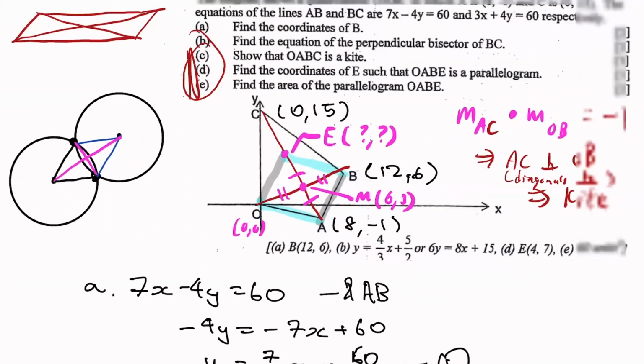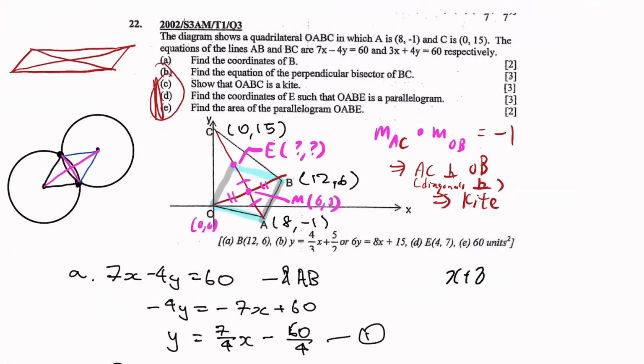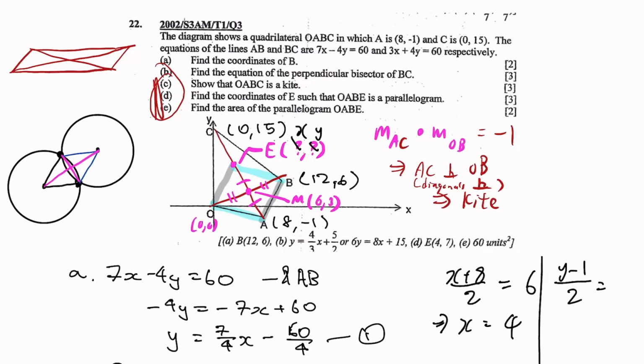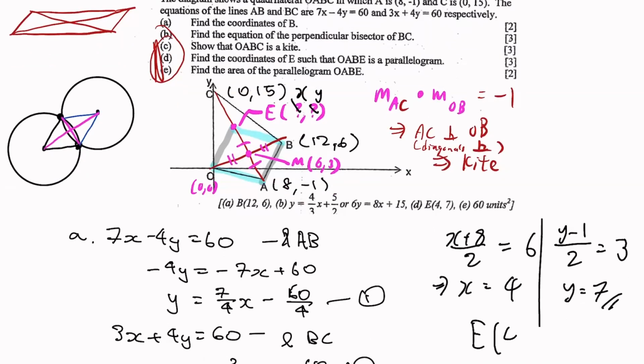Very good. So that means plus that 8 divided by 2 equals 6. And then x equals 4. And then y minus 1 divided by 2 equals 6. Okay, equals what? Equals 3. So y equals 7. Yeah, correct. Okay, much better. Good. So now you get the coordinates of E, 4, 7.